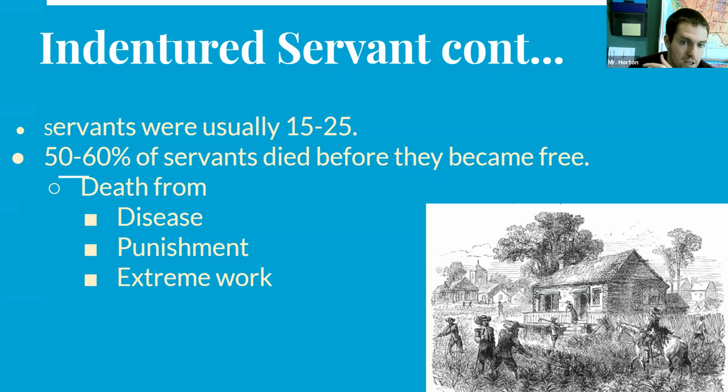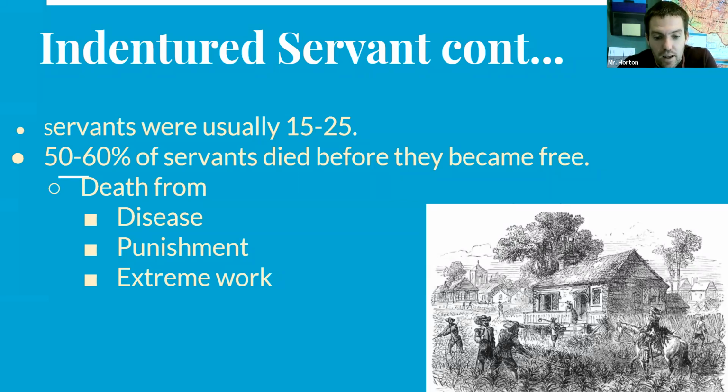Most of the time, these indentured servants would die from disease because they were living in harsh conditions where they weren't able to protect themselves. Some of them died from punishment. After a couple of years of doing the same task over and over, a lot of the time the servants would refuse to work, and so they were punished. They were either killed or severely injured.